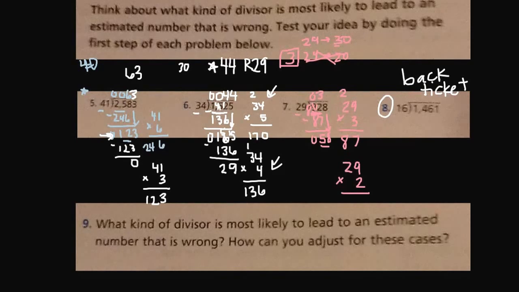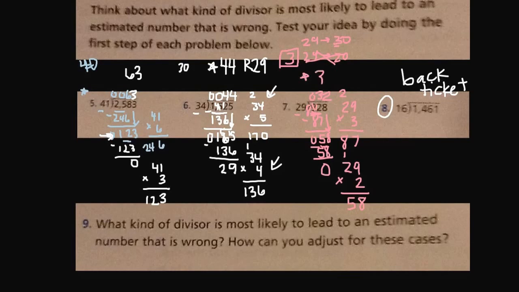So 2 times 9 is 18. Oh, I'm glad I tried it, because 2 times 2 is 4, plus 1 is 5. It goes in perfectly 2 times. So I'll write my 2 up. 29 times 2 is 58. Now I subtract, and there's no remainder. So my final answer for this one was 32.